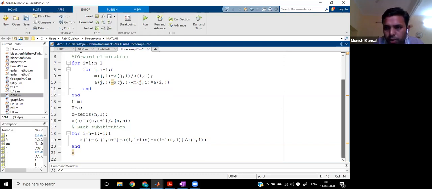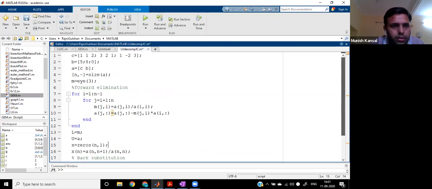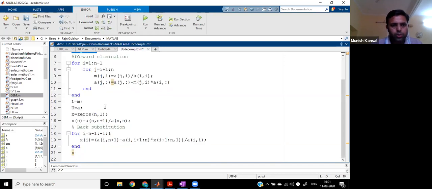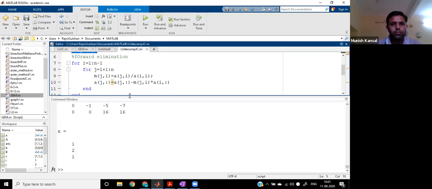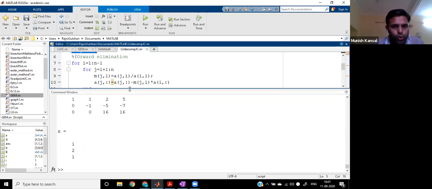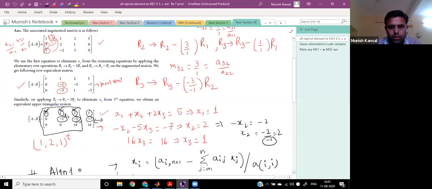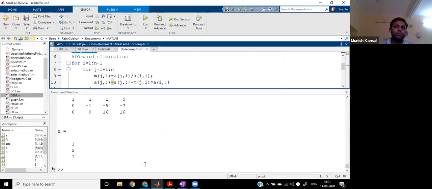Now let me check the code once again. This is the coefficient matrix C, then the right hand side, then the augmented matrix, then the size, then you have initialized the vector m. Okay, so let me run this program for you. Now, can you see the output? 1, 2, 1. This was the answer that we calculated here. So the answer is 1, 2, 1, right? So the program is okay. You can proceed with this program.